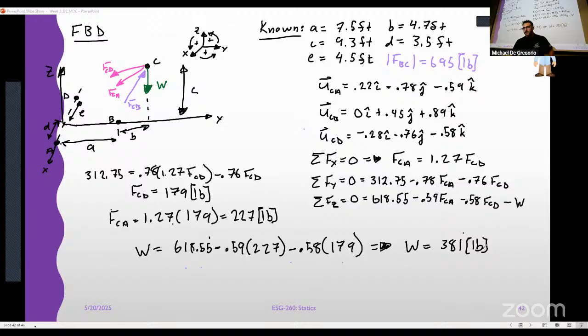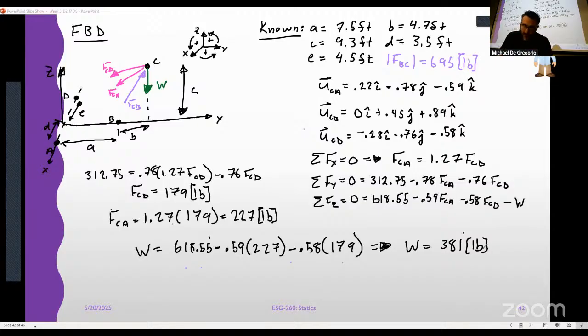Much faster than the first one, right? Change what we know, plug in as we go. The last one's even faster because we don't have to change our FBD at all. We can just use the equations that we set up to go after it all at once, right?